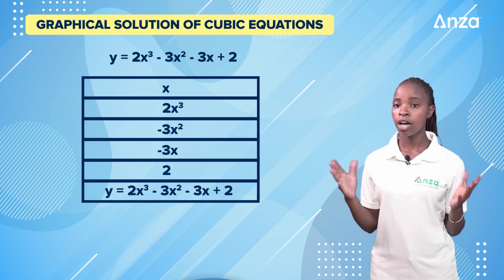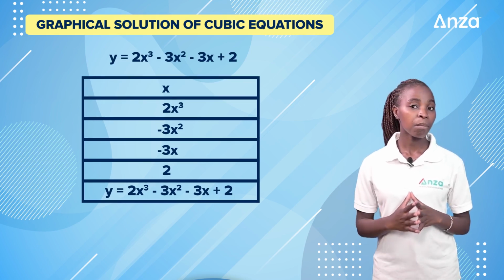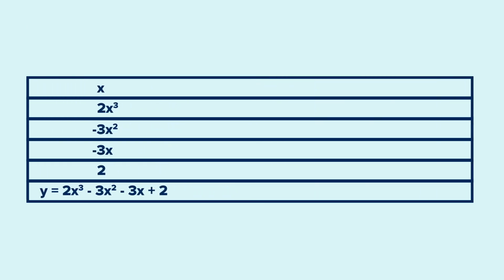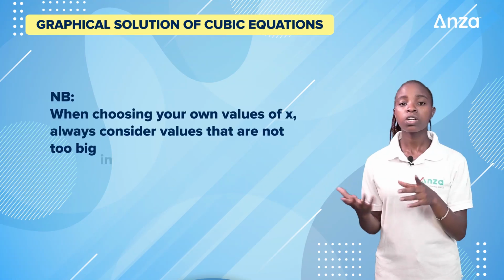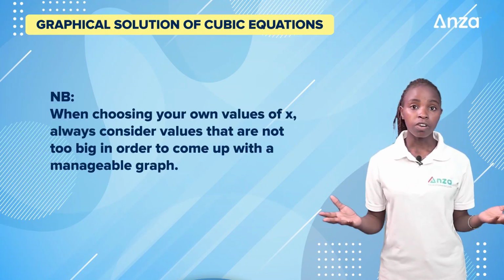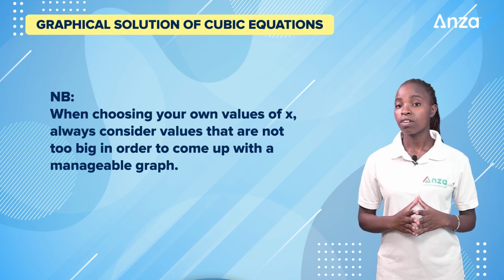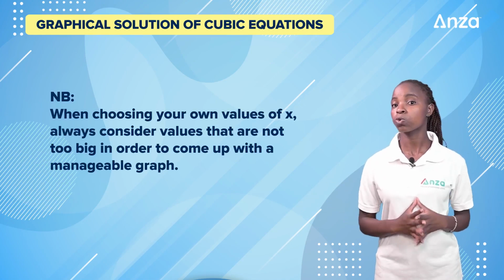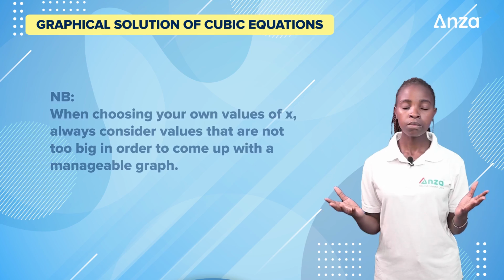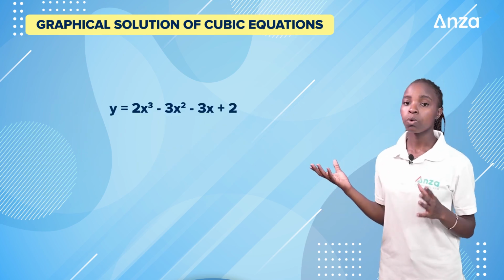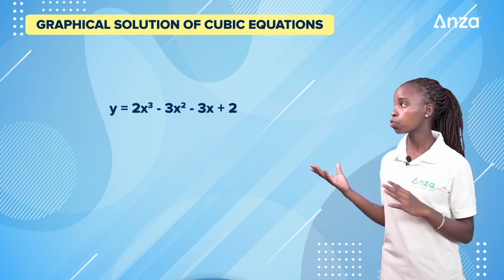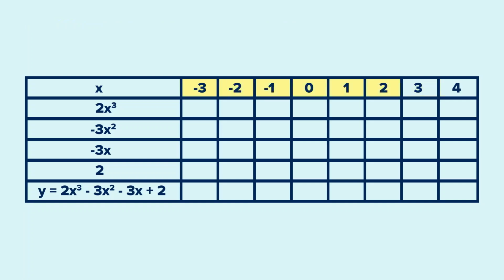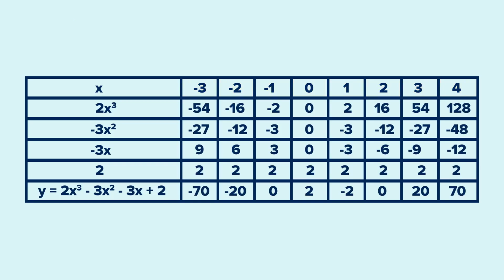In our case here, we are not given the values of x, but we create our own. We can use x ranging from negative 3 to positive 4. Note that when you're choosing your own values of x, always consider values that are not too big in order to come up with a manageable graph. For the function y is equal to 2x cubed minus 3x squared minus 3x plus 2 and x ranging from negative 3 to positive 4, our filled table will look like this.